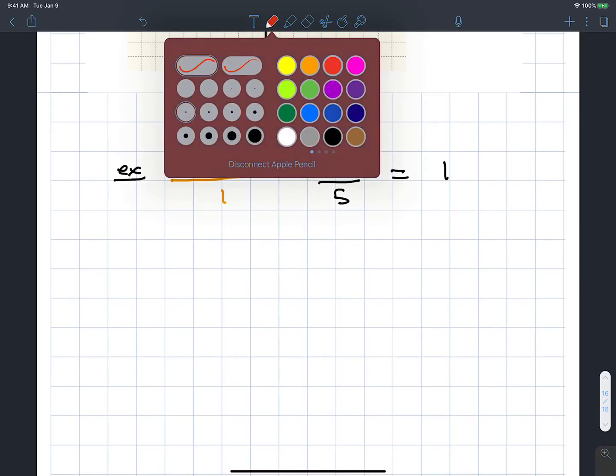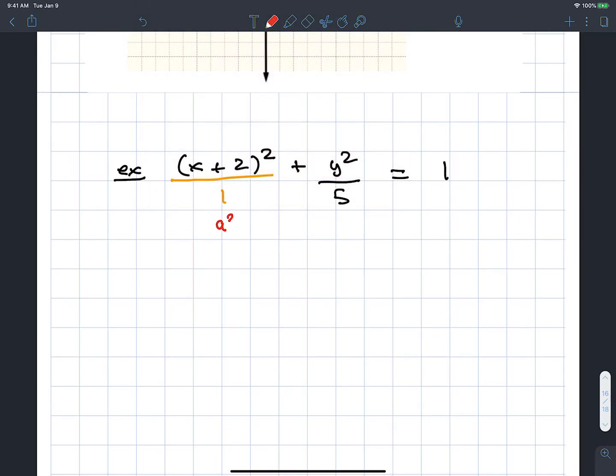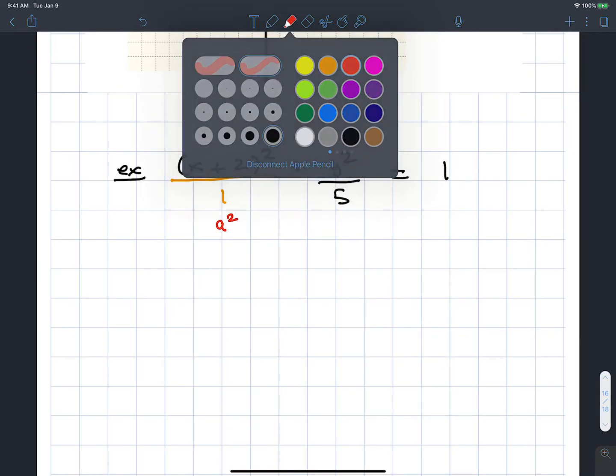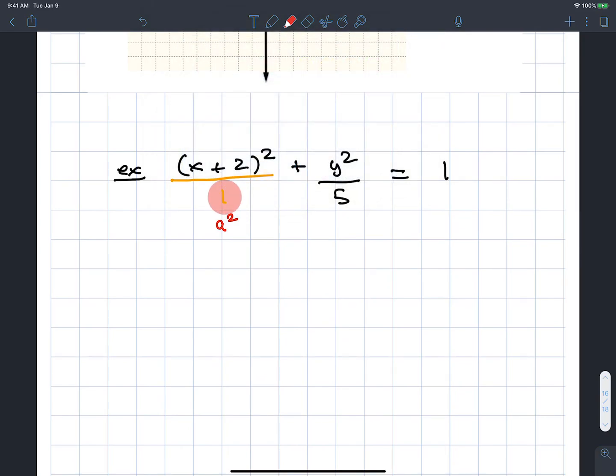Now, remember what I said. a squared is always the number under the x squared term. So a squared here, I know I covered it up, is 1, which means a is plus or minus the square root of 1. a is plus or minus 1. So I got the a value.